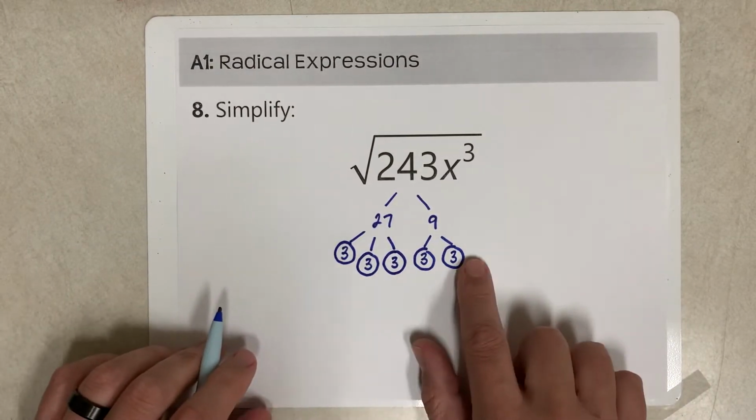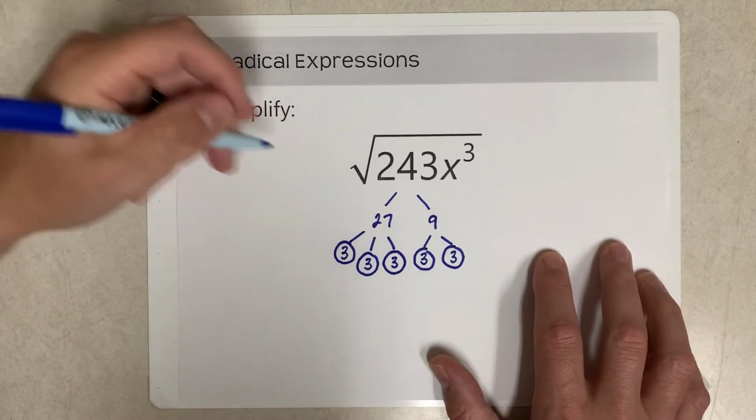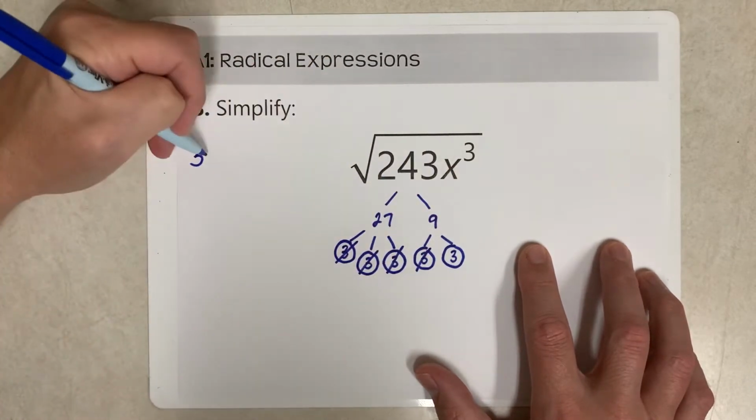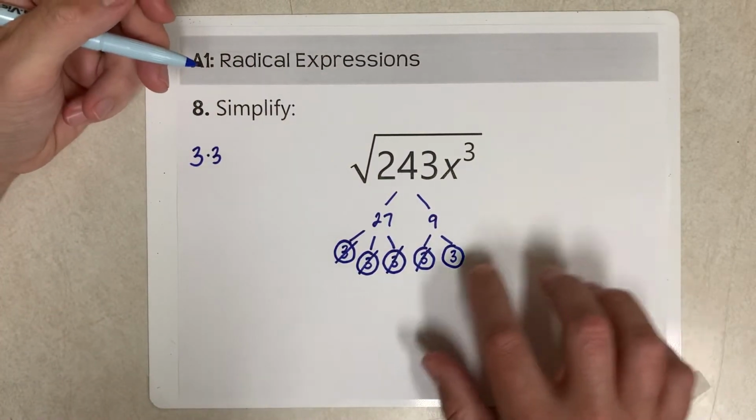So we got a bunch of 3's here. So let's take a look and see what's going on. So we got these 2 3's are going to come out. These 2 3's are going to come out. And then that's it. That 3 stays.